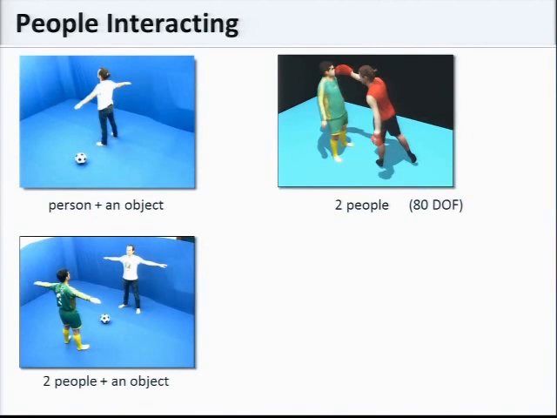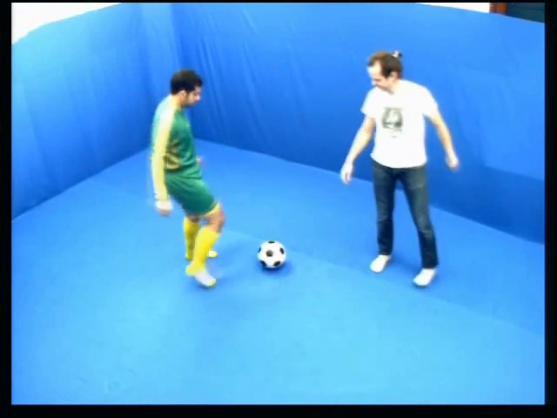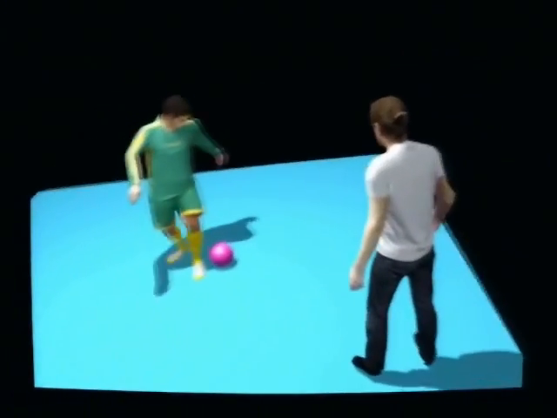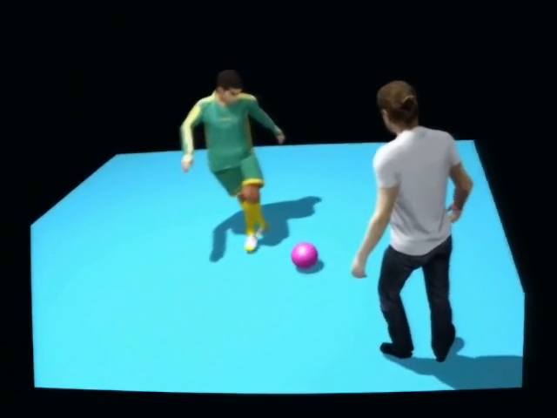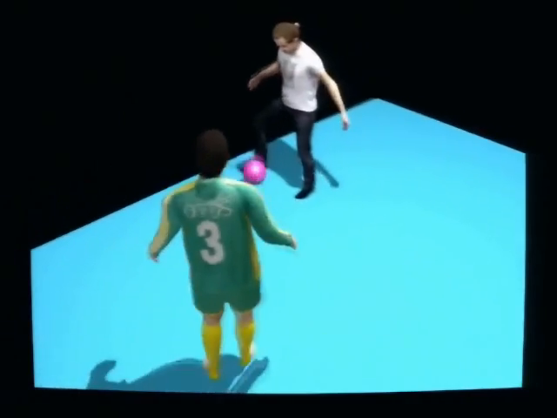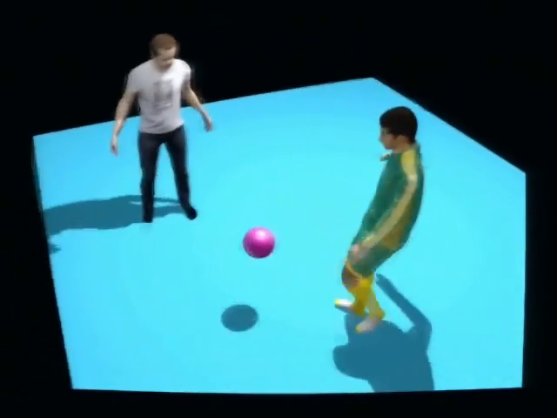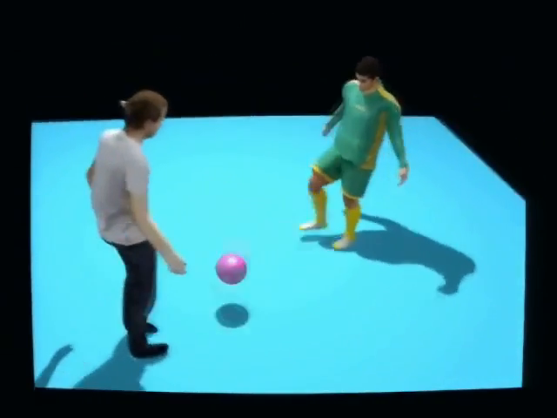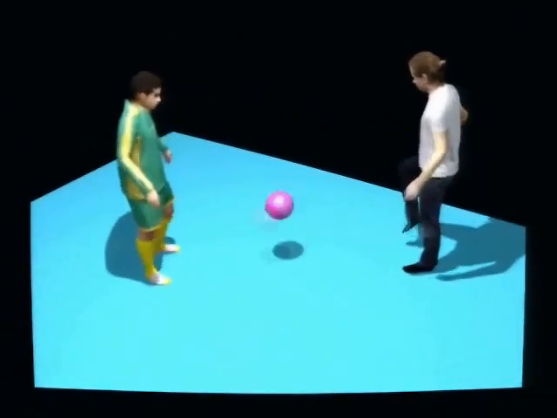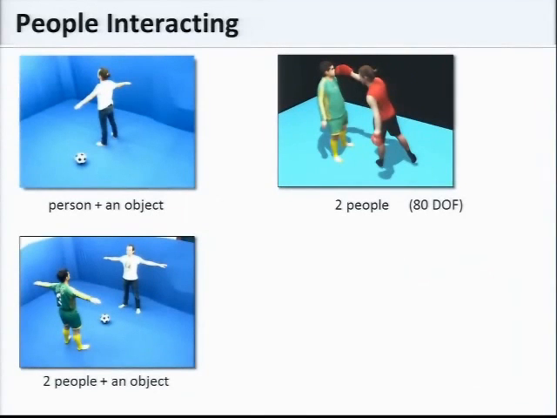And then we moved forward also to people interacting with each other and with objects, like in this case. And this is what we were able to capture, still with 4 cameras and about 83 degrees of freedom. We didn't estimate the rotation of the ball because it was too blurred, but hypothetically one can also estimate such a thing. But still with 4 cameras, so there was a lot of lack of information.